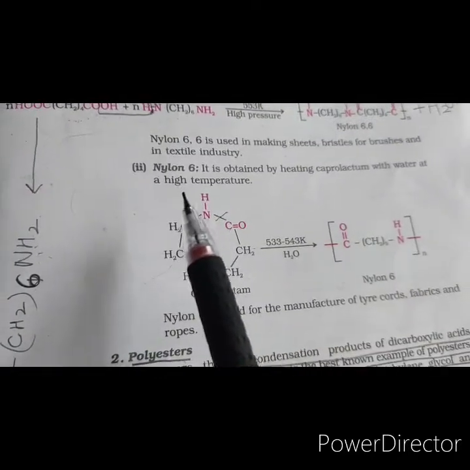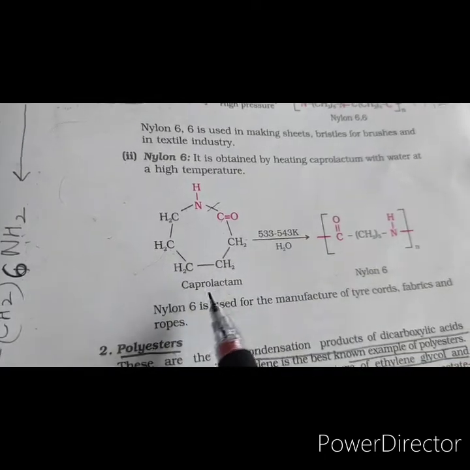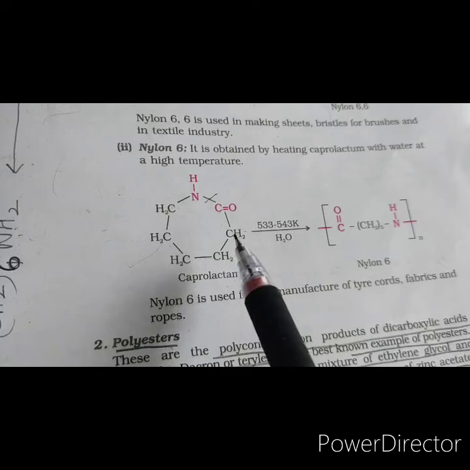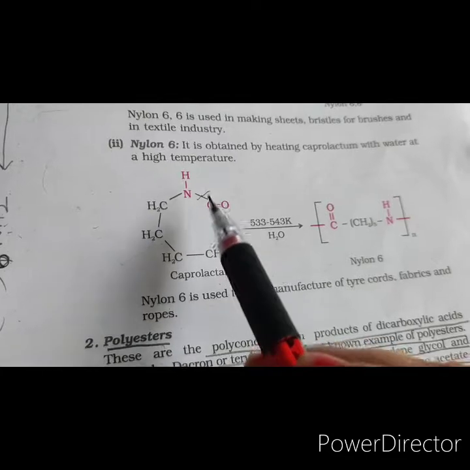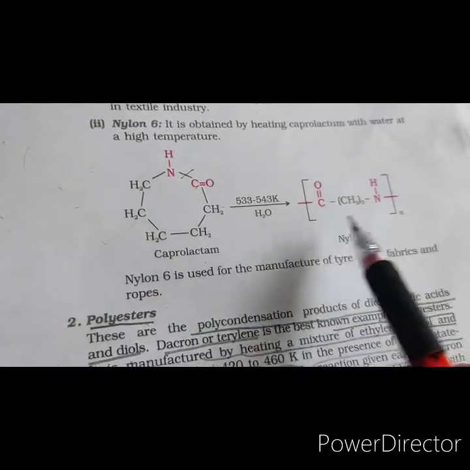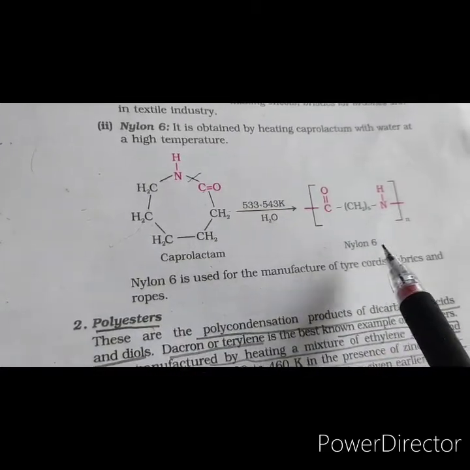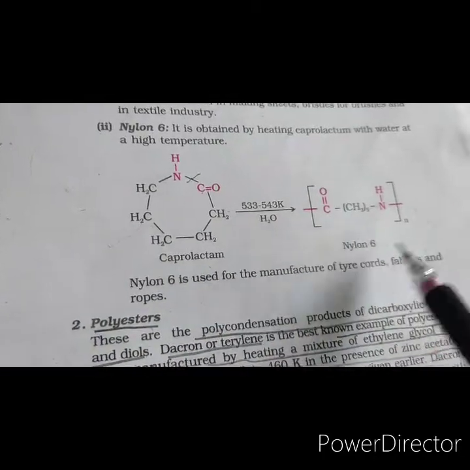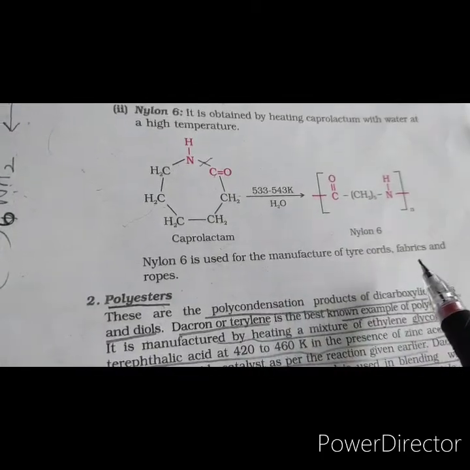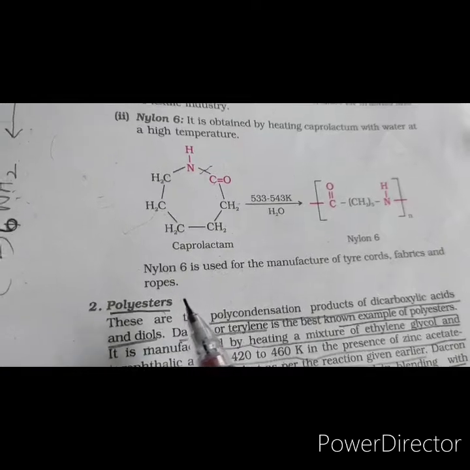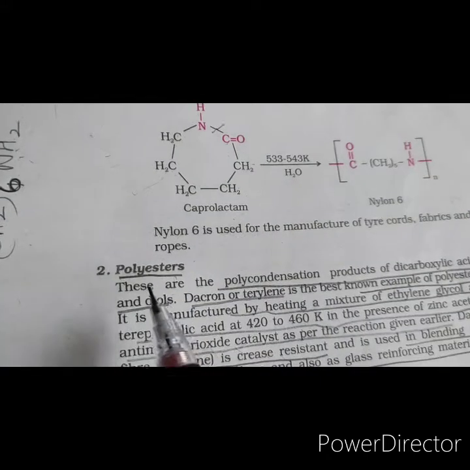Then we come to nylon 6. Nylon 6 is obtained by heating caprolactam with water at high temperature. So this is caprolactam. See the structure, 1, 2, 3, 4, 5. The CONH group is attached here. From here the cleavage takes place, and this is the way you can remember the polymer. So caprolactam on heating gives nylon 6. You need to know the structure, you need to know how the polymer is formed, and it is used in the manufacture of tire cords, fabrics and ropes, right?